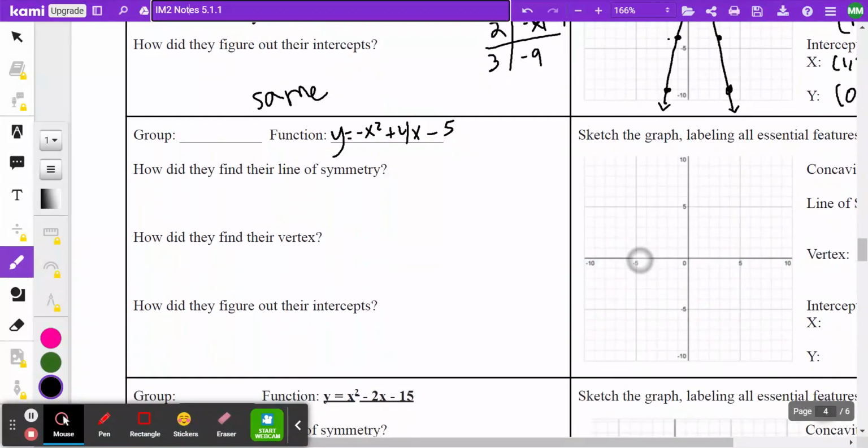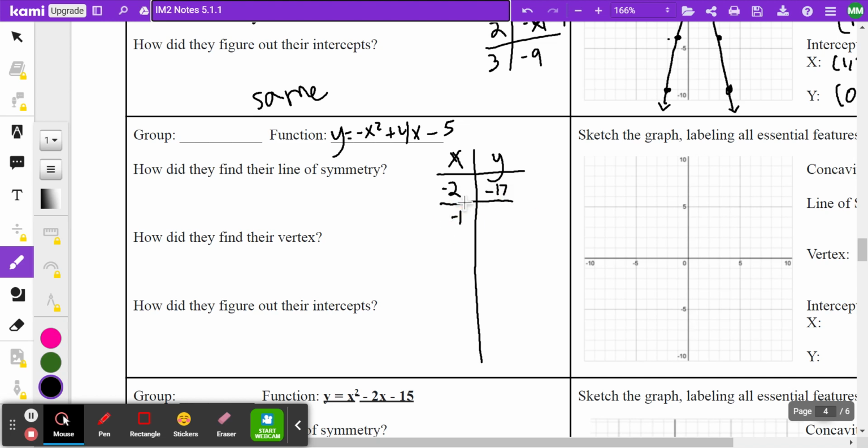Next, I have y equals -x squared plus 4x minus 5. I'll set up my t-chart. And I think I'll start with -2. Let's see. Plug that into the equation. I get -2. Where's that cross? -2, -17.